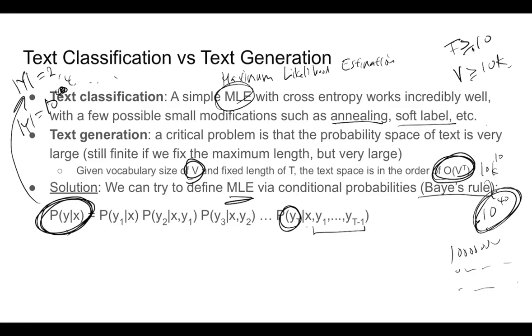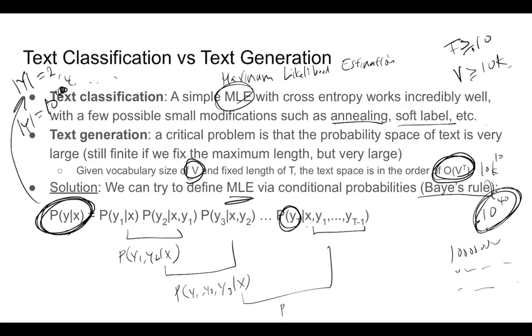Why? Because if you first compute this by Bayes' rule, then this will be Y1, Y2 given X. And if you compute this, then it will be P of Y1, Y2, Y3 given X. You can do so and so until you do the last multiplication, which becomes just Y1 to YT given X, which is just P of Y given X, right? Any question?